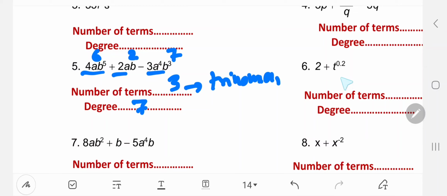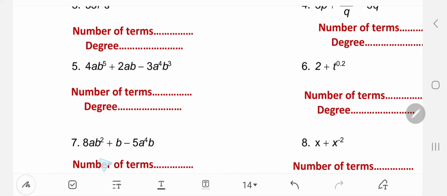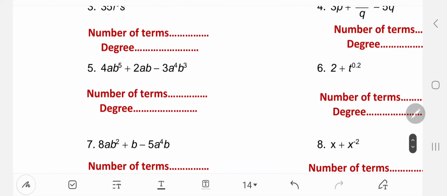Here what do you have? 2 plus t power 0.2. So how many terms do you have? We should have 2 terms, but again the power is decimal, so we call it not polynomial. Not polynomial.